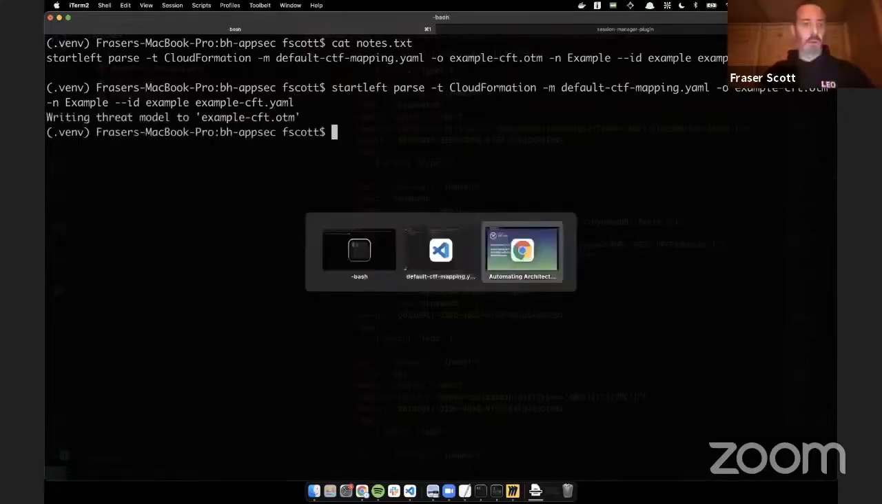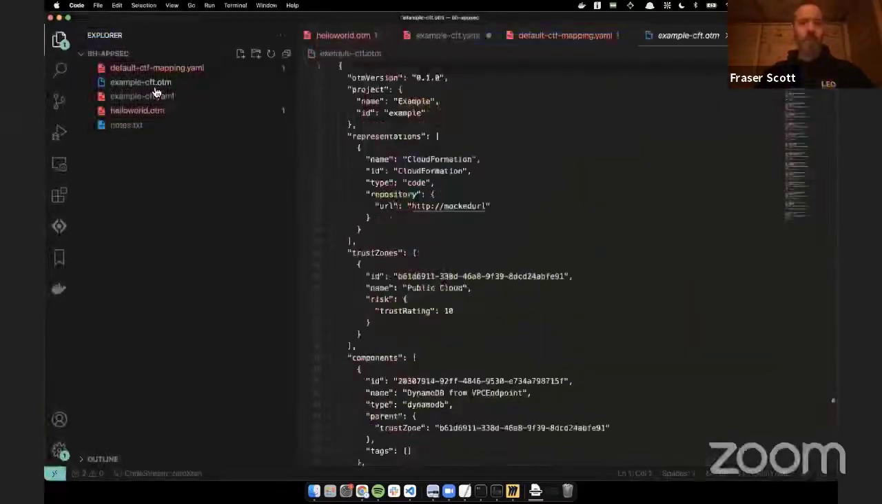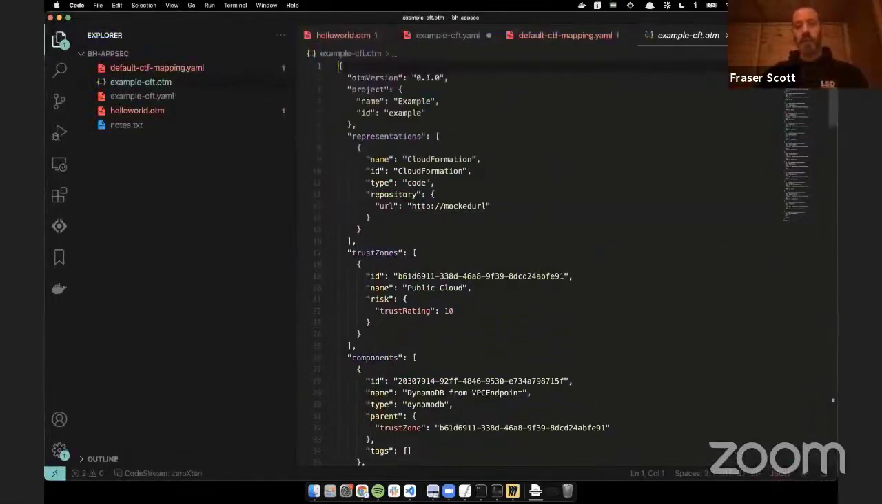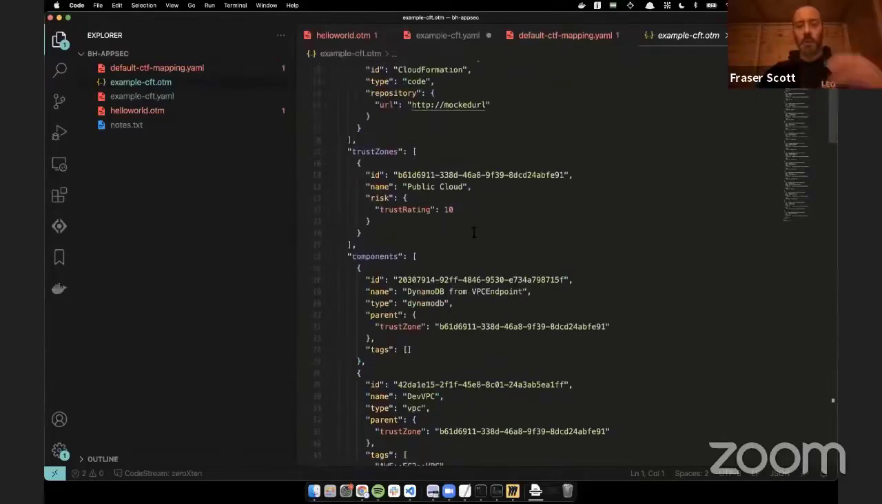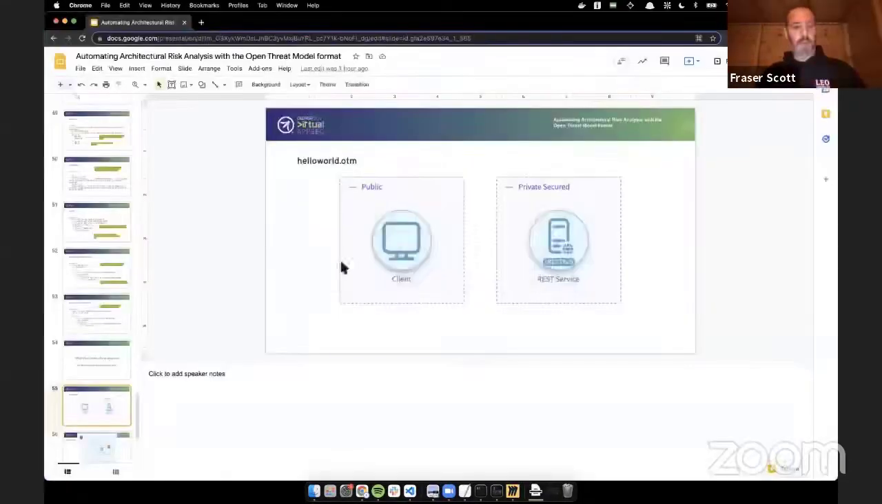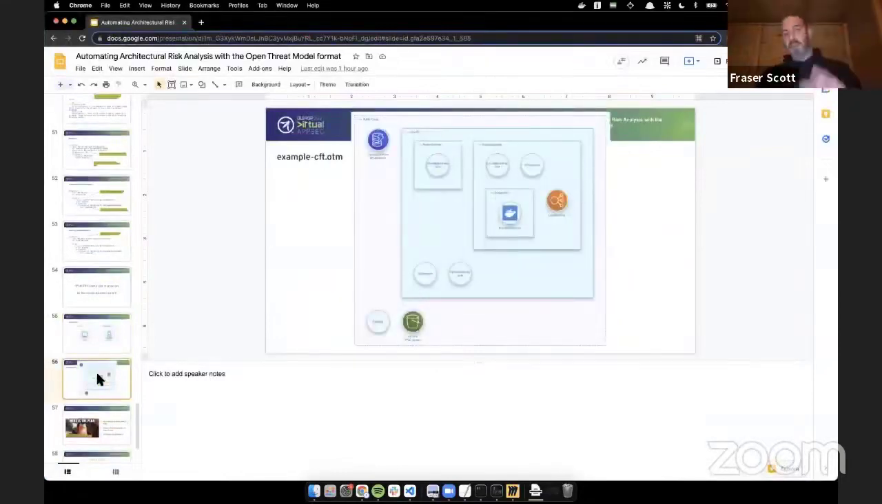It's generated an OTM file, which if I look in here now, if I just change this to JSON, we can see it has generated an OTM file. We've got our representation, which is CloudFormation. We've got a trust zone, and we have a whole bunch of components, including the relationships with their parents, but as I said, not with any data flows at the moment. And what this looks like when you visualize it is this. So we've got our nested components, we've got our objects, and this looks much more like an architectural diagram than when you typically visualize CloudFormation. You just see all of the objects connected to each other. This is an architecture diagram that is generated from a CloudFormation template.